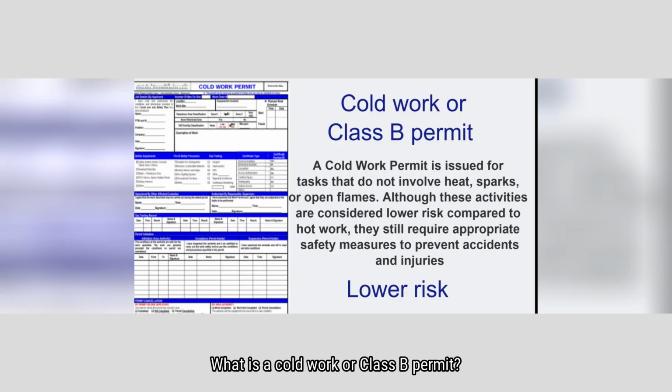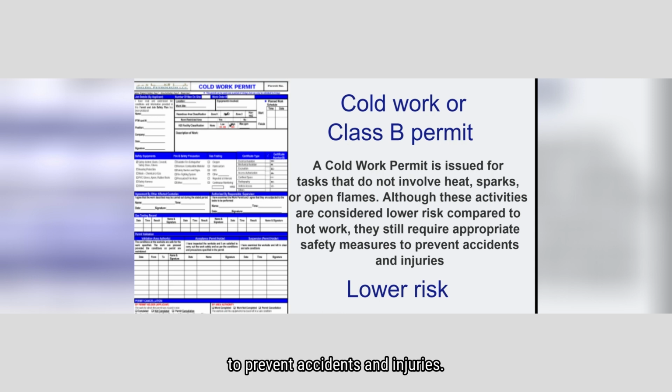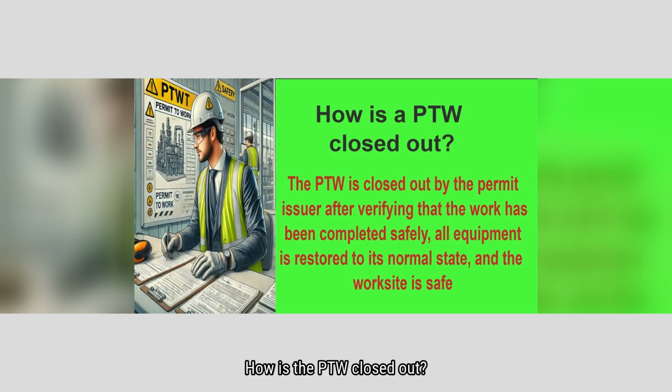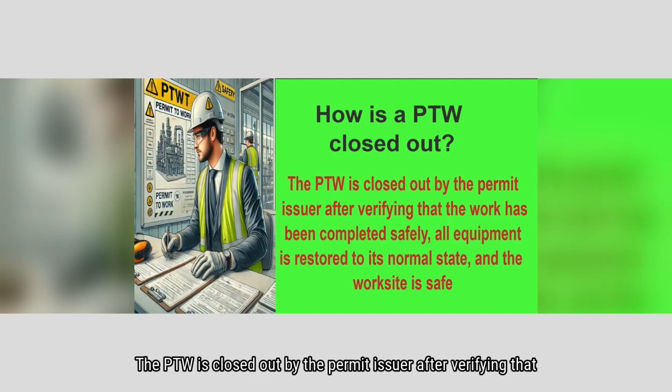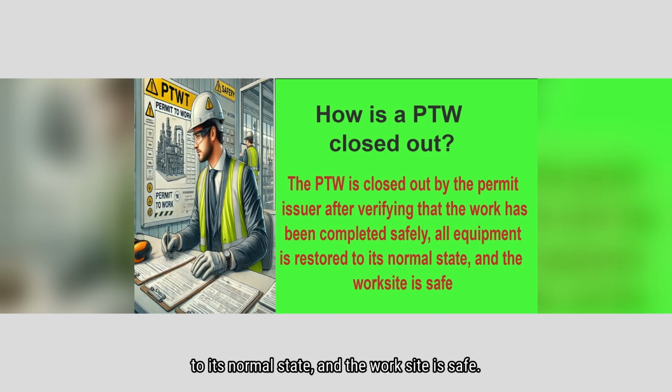What is a cold work or Class B permit? A cold work or Class B permit is issued for tasks that do not involve heat, sparks, or open flames. Although these activities are considered lower risk compared to hot work, they still require appropriate safety measures to prevent accidents and injuries. How is a PTW closed out? The PTW is closed out by the permit issuer after verifying that the work has been completed safely, all equipment is restored to its normal state, and the work site is safe.